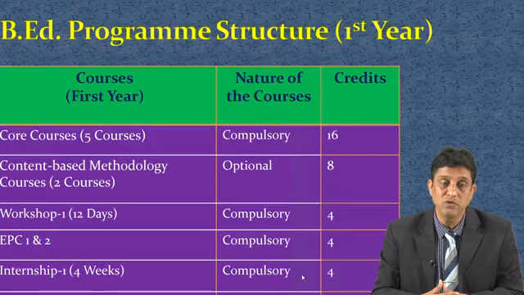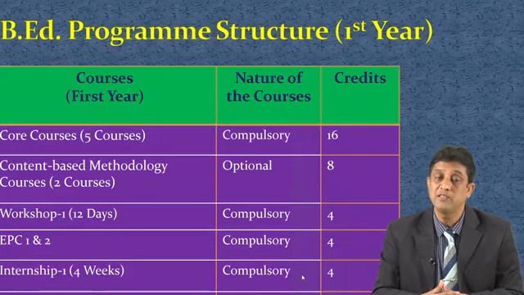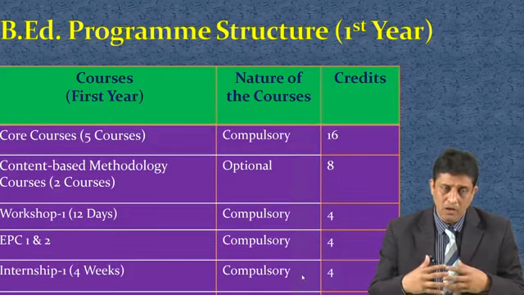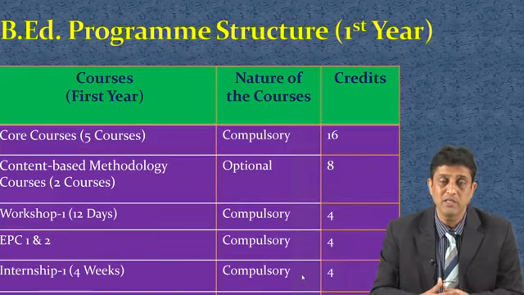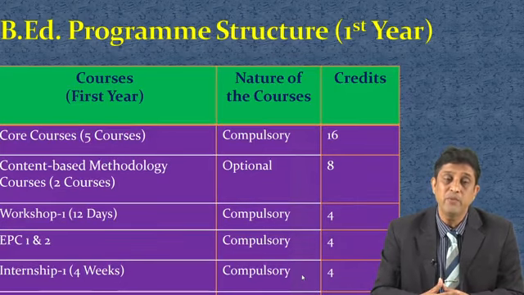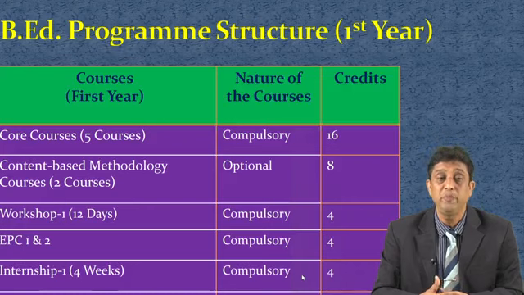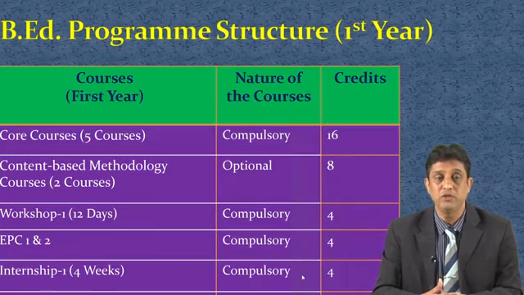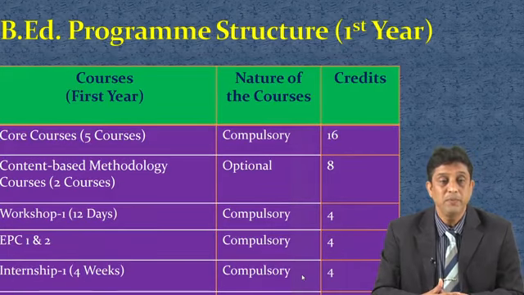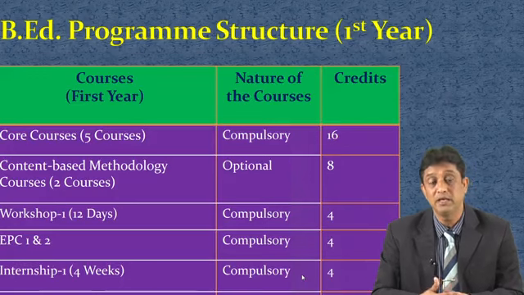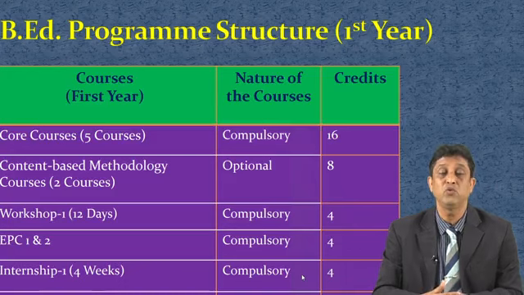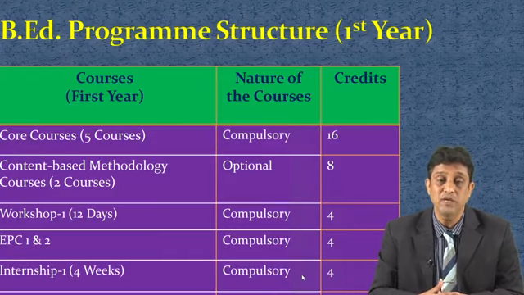Then in face to face workshop 1, they have to pursue 12 days of workshop 1, that is of 4 credits. Then enhancing professional capacities 1 and 2, EPC 1 and 2, they have to study in the first year of this program, that is of 4 credits, EPC 1 of 2 credits, EPC 2 of 2 credits. Then internship 1, that is of 4 weeks, more or less 1 month. So they have to go to a school and get experience of what is going on in the school, that is of 4 credits.